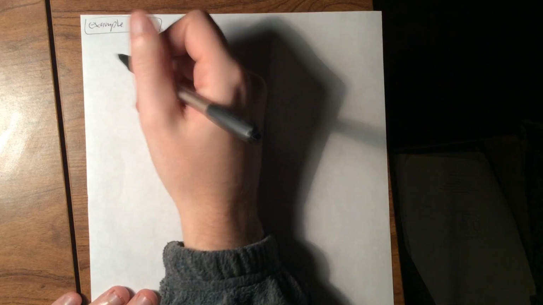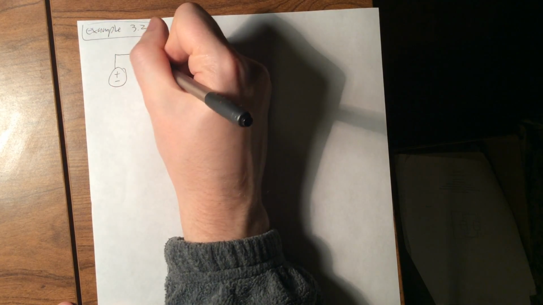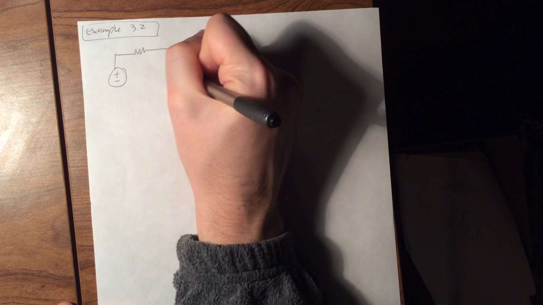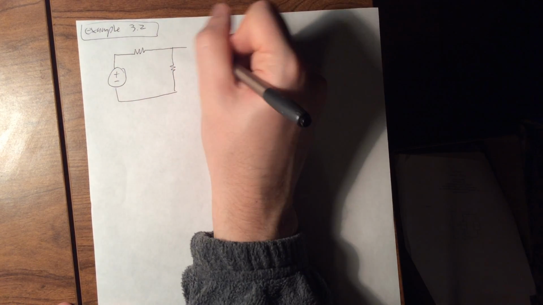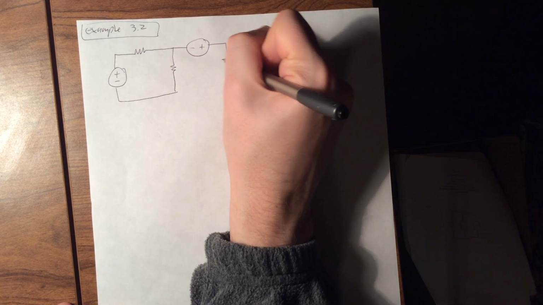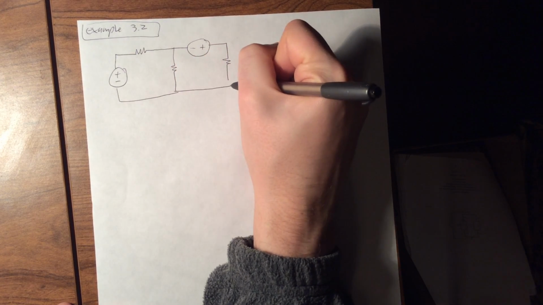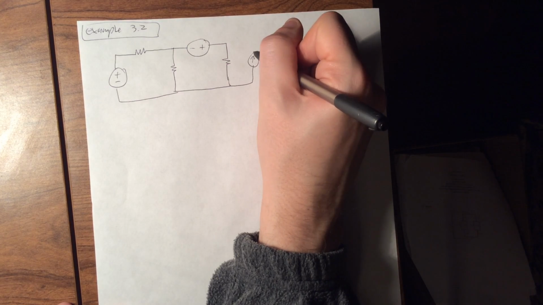So here we've got example 3.2. And what are we going to do for this one? Our circuit looks something like this. We've got a power supply, a resistor, a resistor coming over, a power supply coming out, a resistor coming down, and then a current source up there.